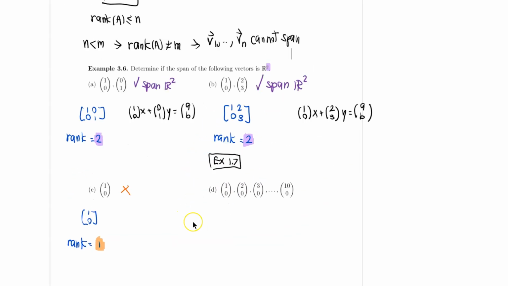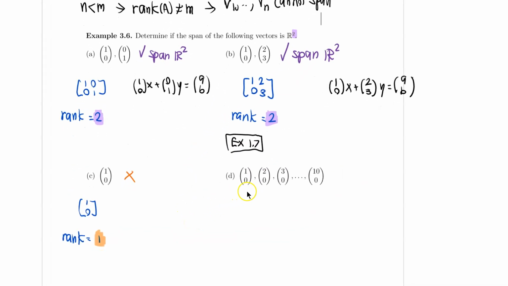For example, if I look at part D here, even though I have 10 vectors, all of these are just multiples of 1, 0. In fact, if I look at the matrix, I just put all these together: 1, 0, 2, 0, 3, 0, up to 10, 0. This is already in reduced row echelon form. The rank of this is actually just going to be 1. So even though I have 10 of these, they don't do any good. So this will not span R square.